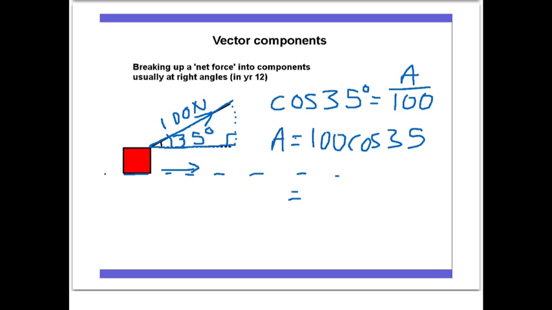And so A is 81.9 newtons, a large part of that 100 newtons, but not quite. So there is 100 newtons being applied at 35 degrees, there is 81.9 newtons dragging it across the floor. So we've broken up that net force there into two component vectors, there and there.